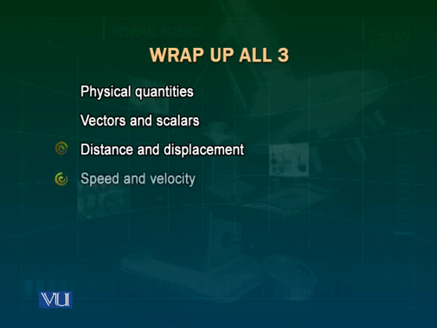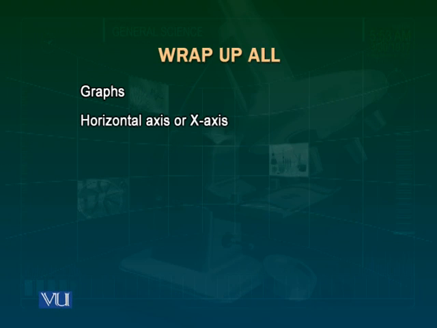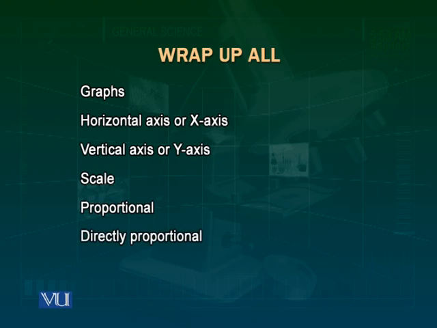We applied this to speed, velocity, acceleration and retardation. Speed was a scalar quantity, velocity was a vector quantity, and acceleration and retardation were both vector quantities, where in acceleration velocity is increasing, and in retardation velocity is decreasing. We then studied mathematical tools with you. We looked at graphs, how to formulate graphs, what to represent on the x-axis, what to represent on the y-axis. We looked at scales, proportionality, direct proportionality, and inverse proportionality.